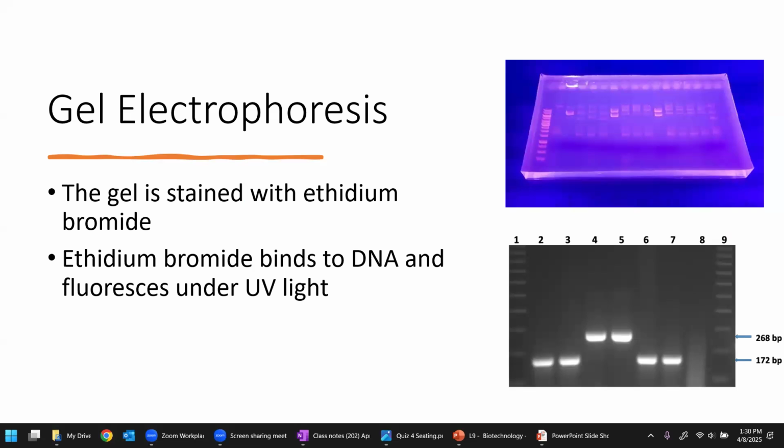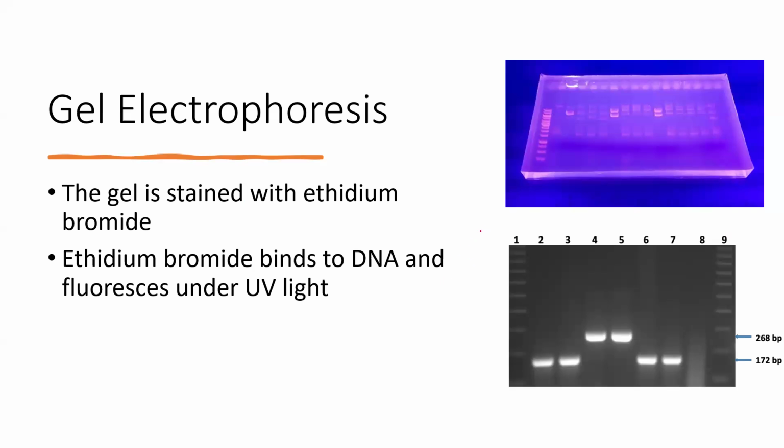Now, you can't really see this too well because of the lighting, but do you see multiple bands here? Yeah. So that is called a ladder, or sometimes a ruler. DNA ruler, DNA ladder.